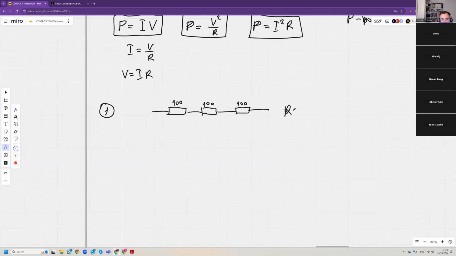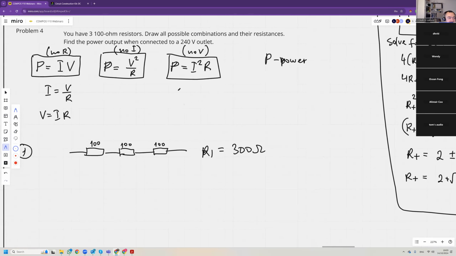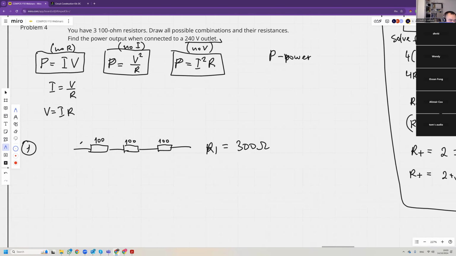So the first combination, 100, 100, and 100. And so we know that the total resistance, let's call it R1, is 300 ohms. Then the power, we know that it is connected to a 240 volt outlet. So that means that the voltage is 240 volts.